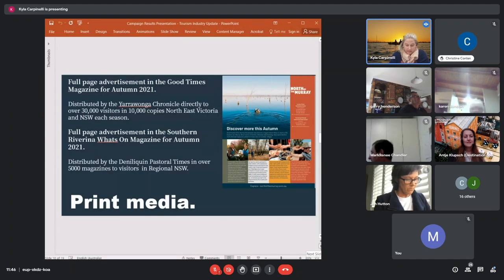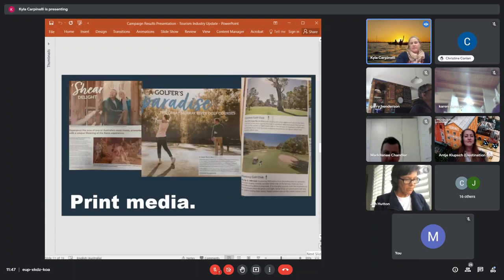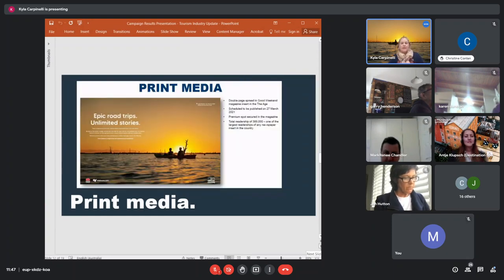We've also had print advertising supporting the launch of the brand with ads in the Good Times and What's On magazines in autumn. And this has resulted in additional feature pieces as well. So there's some examples there for you on the screen. You may also have seen the double page spread in the Good Weekend magazine insert in March, thanks to our friends at Destination New South Wales.